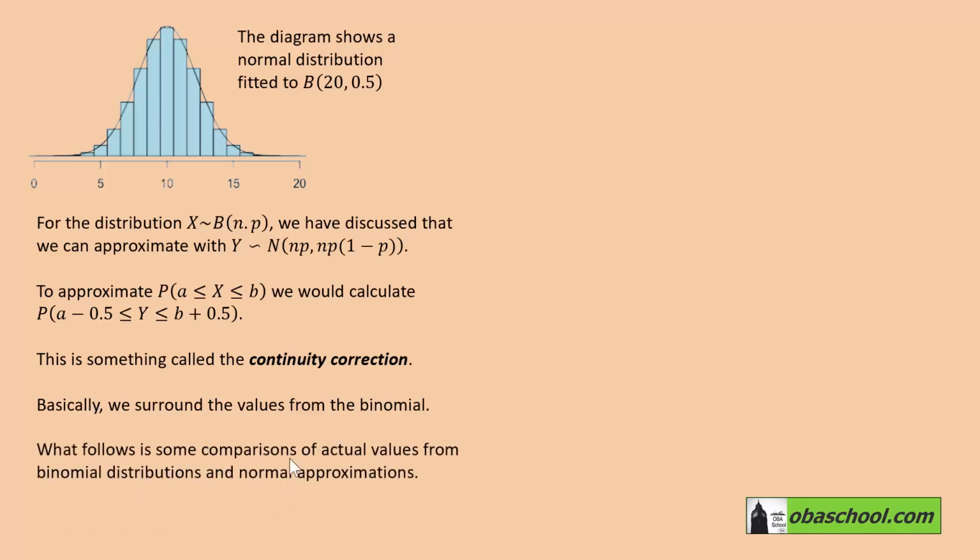What follows is some comparisons of actual values from binomial distributions and normal distributions, and we'll see the continuity correction in action here. So let's suppose I've got x is a binomial 30, 0.5, so a perfectly symmetrical one. So we'll take y is a normal 15, 7.5, which is, of course, the mean and the variance for this distribution. And let's suppose we work out the probability that x is between 18 and 28, which I've given to 6 decimal places just here. And I've done that using the binomial distribution.